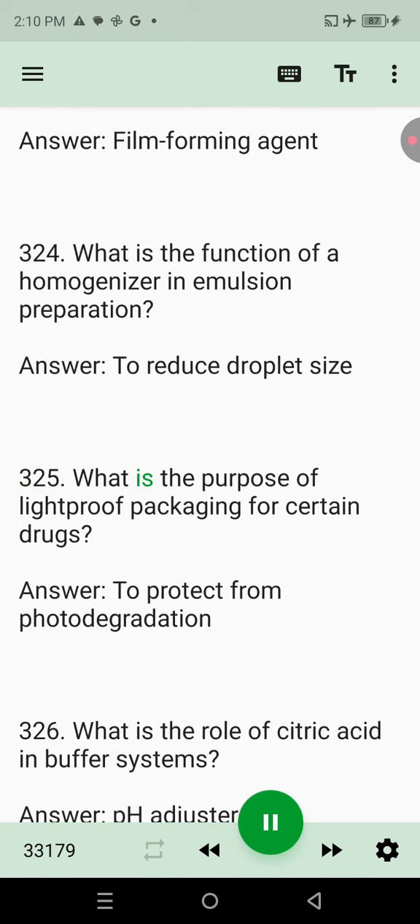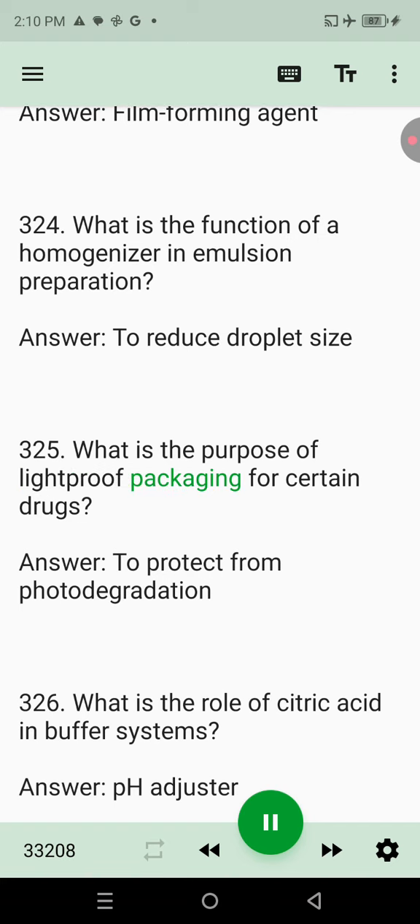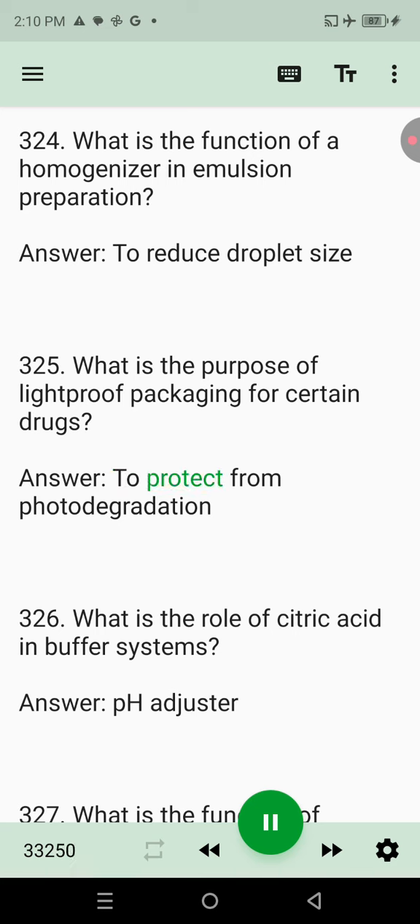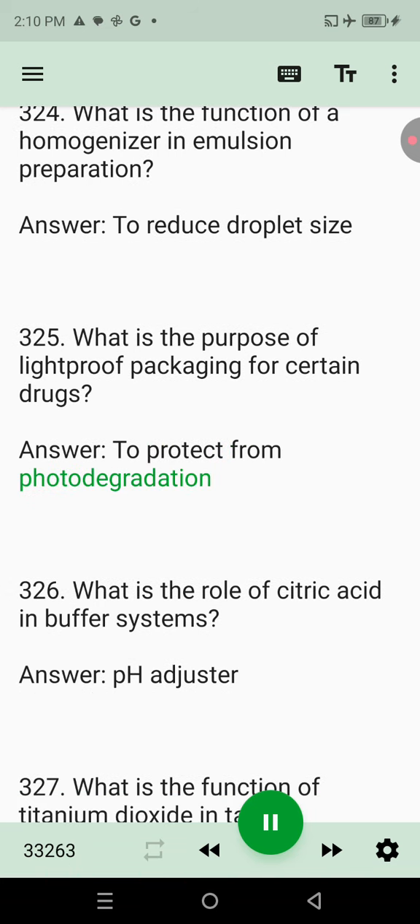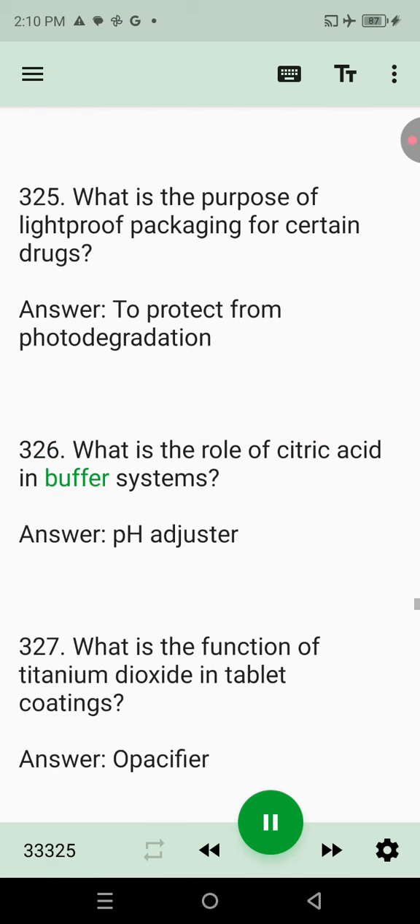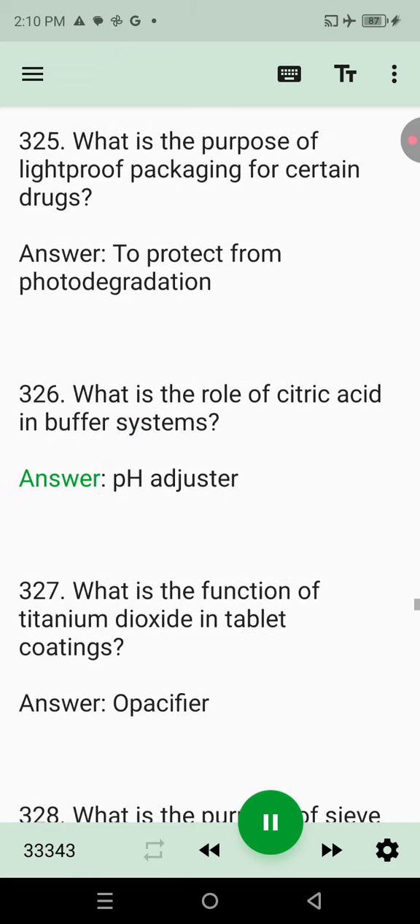325. What is the purpose of light-proof packaging for certain drugs? Answer: to protect from photodegradation. 326. What is the role of citric acid in buffer systems? Answer: pH adjuster.